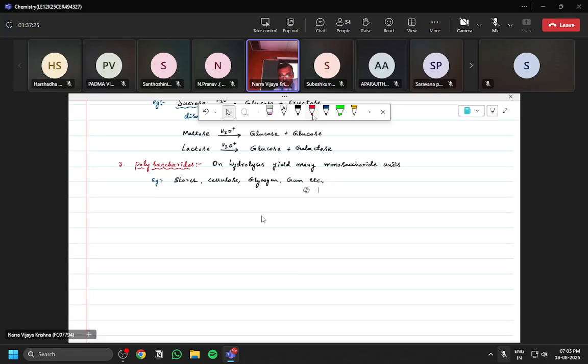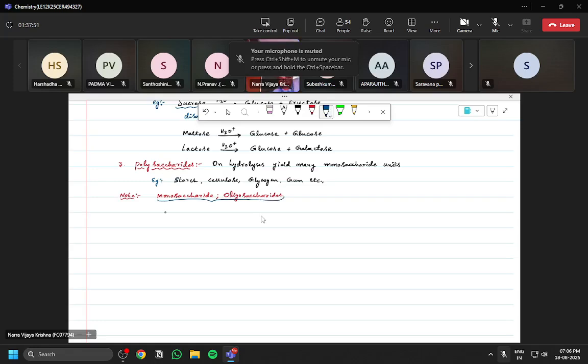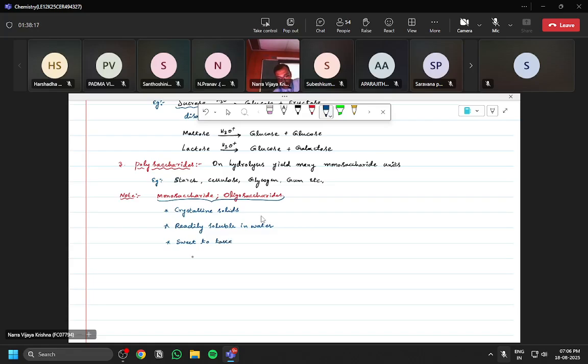Now, another important note. Monosaccharides and oligosaccharides are crystalline solids. They are readily soluble in water. They are sweet to taste. And hence we call them sugars.